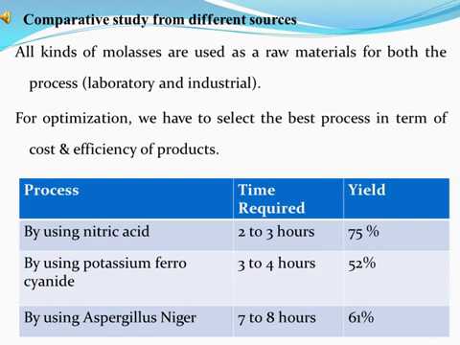So in this comparison study, the most efficient method for the production of oxalic acid is by using nitric acid, and the percentage yield is 75%.